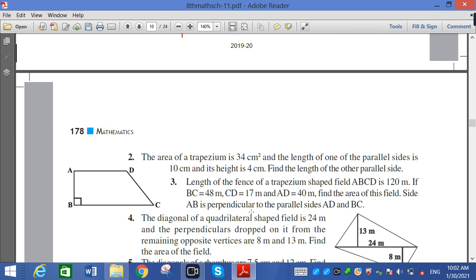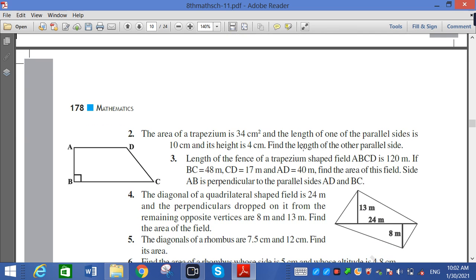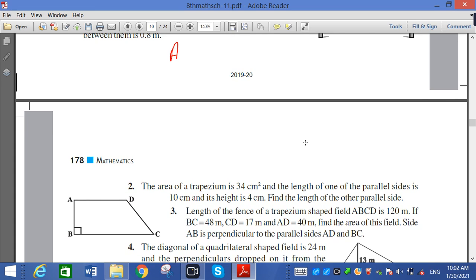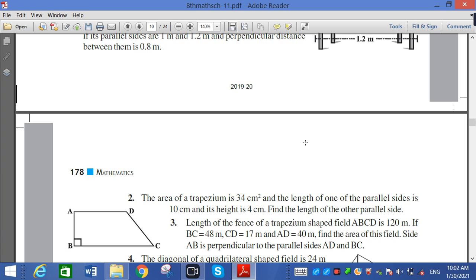Now the next sum. Which sum? The third sum we have to do. The length of the fence of the trapezium is 120. If BC is 48, CD 17 meter, AD 40 meter, you have to find this. So we find 40 plus 48, that is 88. 88 plus 17 is 105. So 120 minus 105, that is 15.